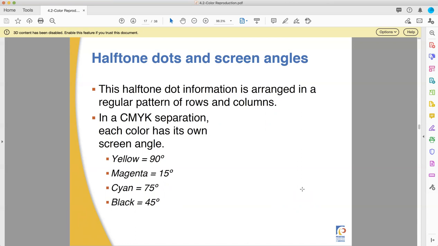Anyways, halftone dots, for the most part, are printed in neat rows. It's kind of like watching a marching band go by. Think about a marching band in a parade.